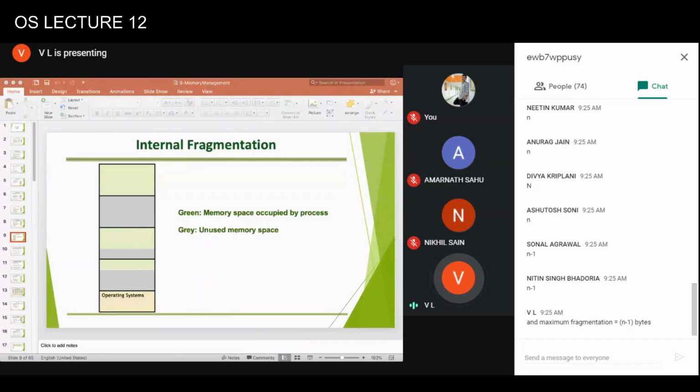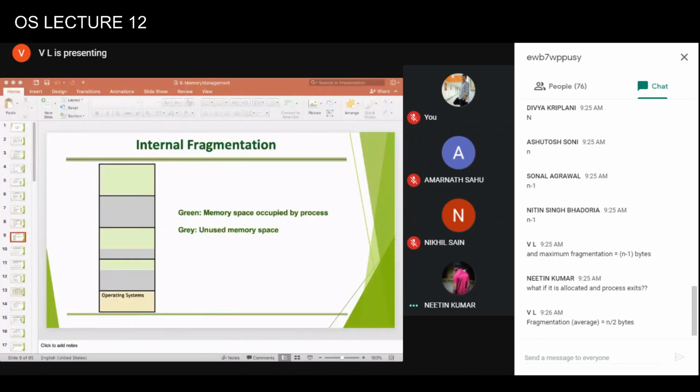Some of the processes will have one byte fragmentation. Some of them will have n minus 1 bytes. Some of them will have 2 bytes, some n minus 2 bytes, some 3 bytes, some n minus 3 bytes. If we assume that the sizes of the processes are uniformly distributed, then on average, the fragmentation would be n by 2. And this is internal fragmentation. Why? Because the memory that is being wasted is part of the partition itself. Any questions till now?